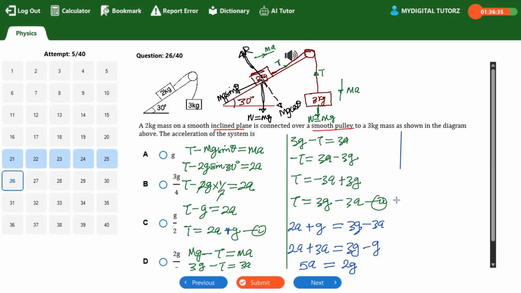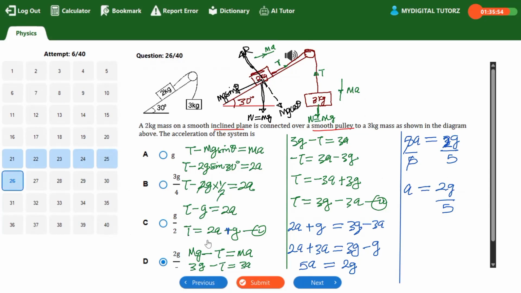From here, we divide both sides by 5. We have 5a equal to 2g, divide both sides by 5. The 5 cancels 5, so a will be equal to 2g all over 5, which is option D. Is that clear? So this is how to apply this type of approach to this type of question. That's option D.